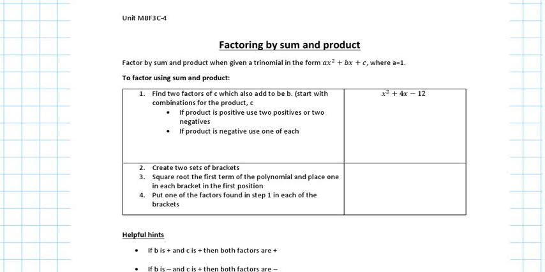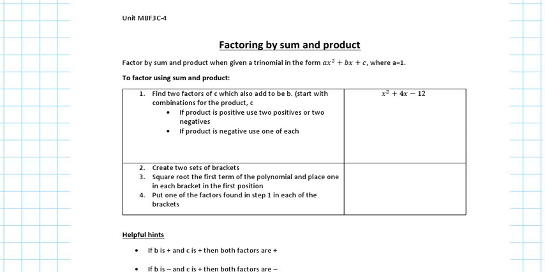So far we looked at greatest common factor, and we looked at difference of squares. Right now we're going to look at factoring by sum and product. For factoring by sum and product, I need to have a trinomial, a 3-term expression. The method is called sum and product, and there's a reason why it's called that.